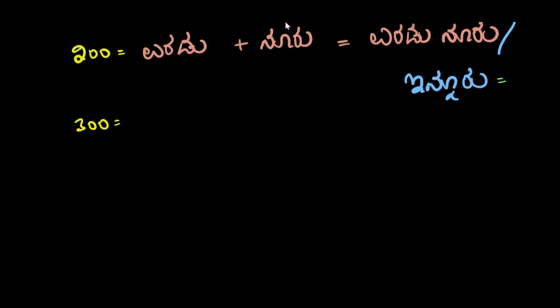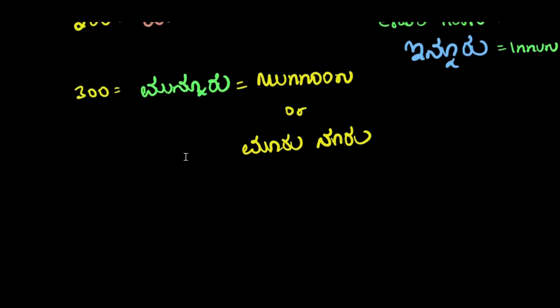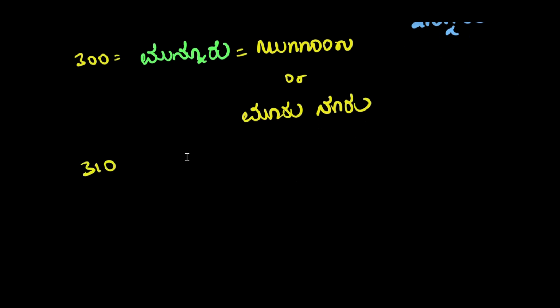Okay, 300. 300 is Mun Nooru, or Mooru Nooru if you are a beginner. Munnooru is used most of the times. Munnooru for 300.